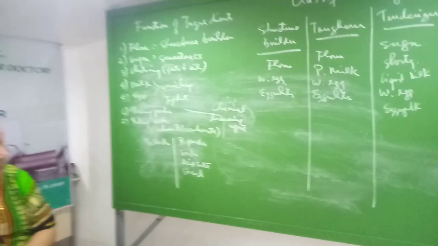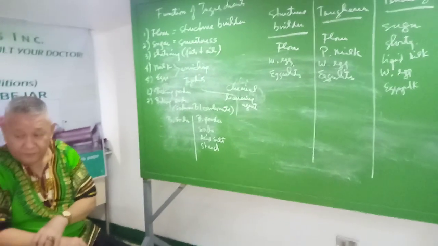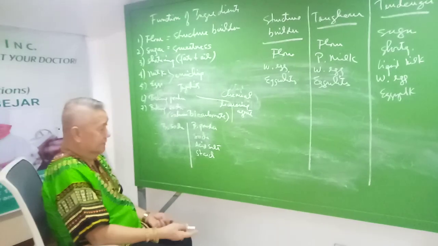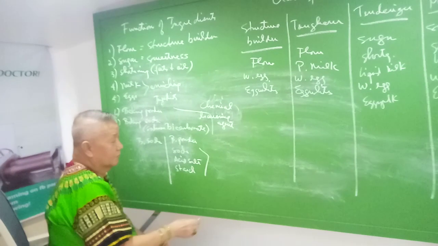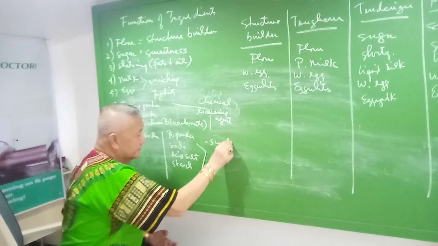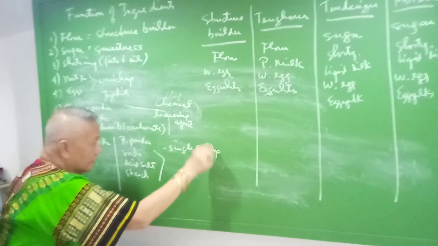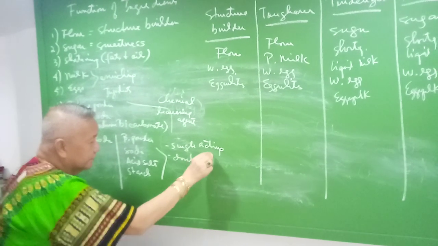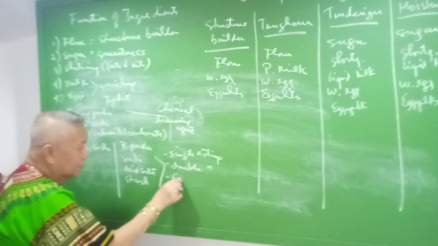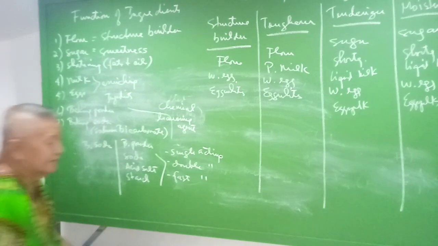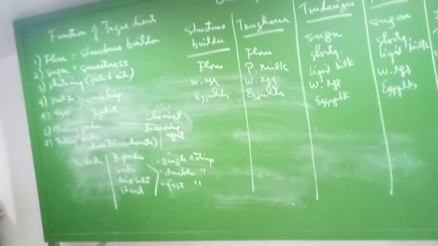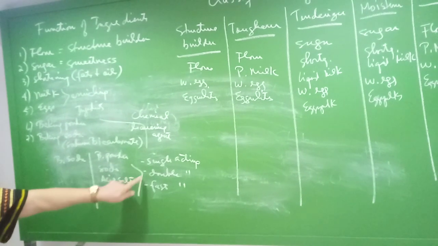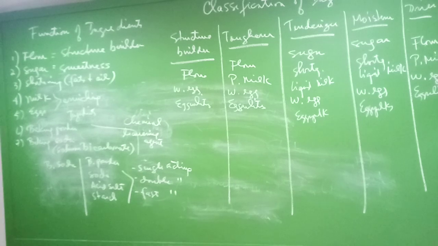Now, meron tayong baking powder na tatlong klase. We have the three types of baking powder. First, we have the single acting. Then second, we have the double acting. Then third, we have the fast acting baking powder. Now each kind of baking powder that we have contains a chemical.